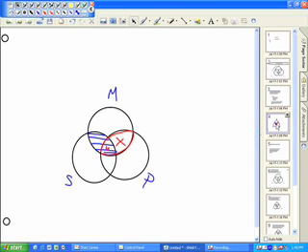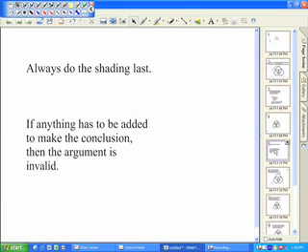Okay, so what we do then, initially, is we're going to do both of the premises. Now, there's one more thing that actually has to do with what I just said. We're always going to do the shading. See where it says last? That is wrong. I was being ironic.